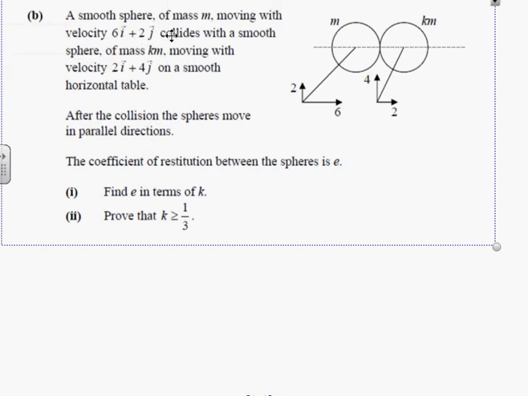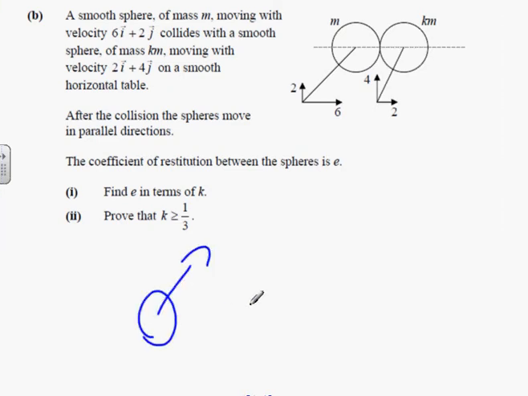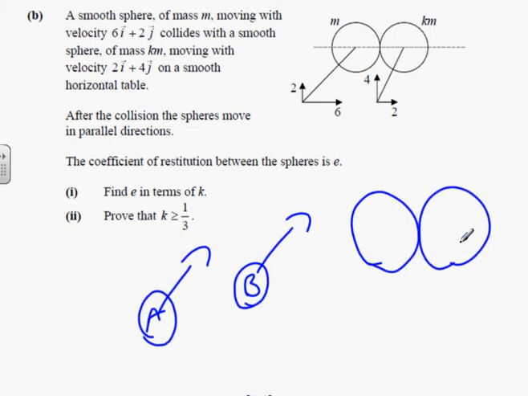A smooth sphere of mass m, moving with velocity 6i plus 2j, collides with a smooth sphere of mass km, moving with velocity 2i plus 4j on a smooth horizontal table. So oddly enough, they're both moving diagonally right and up, aren't they? It just happens that they're both moving in this direction at different times, and then this A particle catches up with the B particle, and there's a moment of collision that's along the line of centers, like so. Does that make sense?